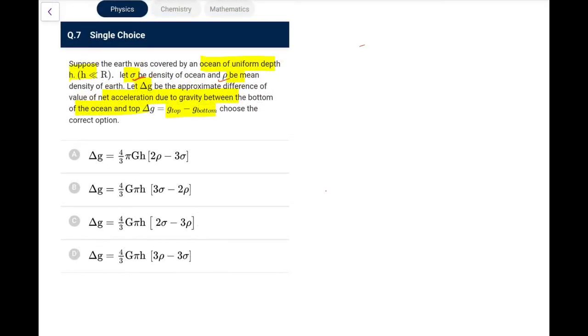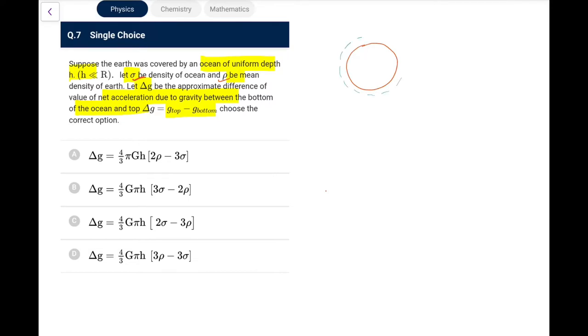Next one, suppose the earth was covered by an ocean of uniform depth h, being very, very less than R. Let sigma be the density of the ocean and rho be the mean density of the earth. Let delta g be the approximate difference in the value of net acceleration due to gravity between the bottom of the ocean and the top, g top minus g bottom. Choose the correct option.